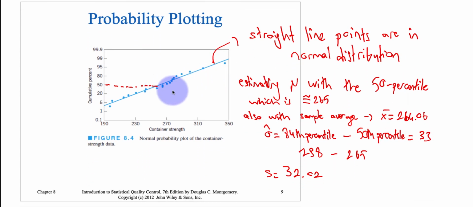If the data points are oscillating around the straight line and there is no significant deviation from the straight line, we can say that the data is normally distributed. And when we look at this example plot, we can say that, yes, the data is normally distributed. And we can use probability plots for estimation of the sample average and the sample variance. For the sample average, we can use the 50th percentile.